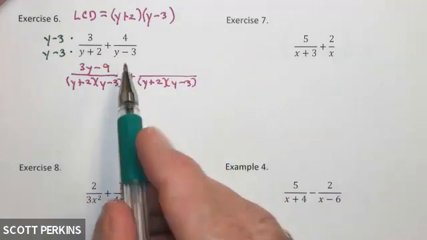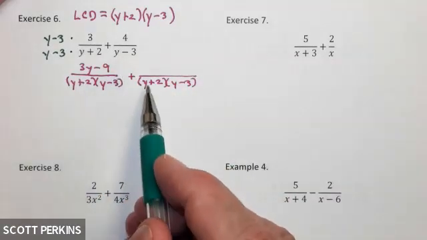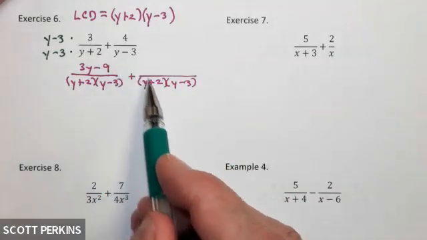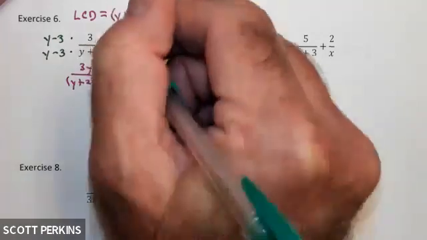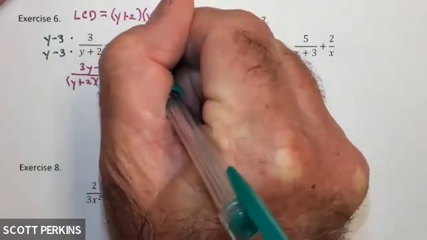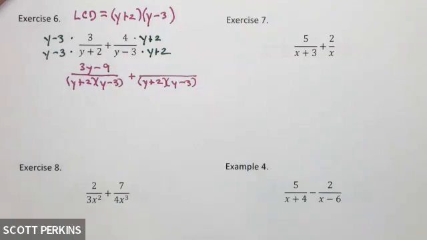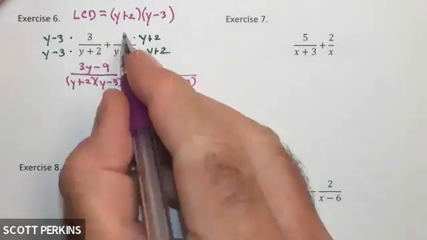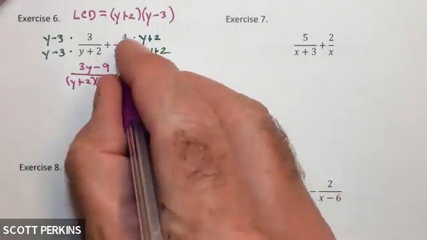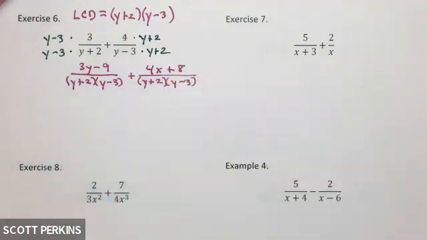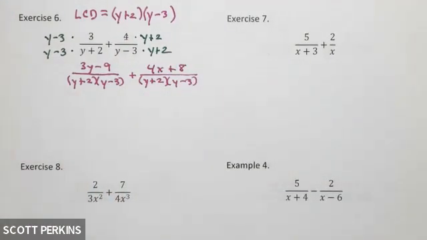All right, the next one, I've got the denominator y minus 3. I've got to turn it into this. What do I need to multiply the second fraction by? Okay, thank you. Said with confidence. I like that. And so now when I do that, I have 4 times y is 4y. 4 times 2 is 8. Okay, that's the hardest part to the problem, in my opinion. The rest of this is fairly straightforward.